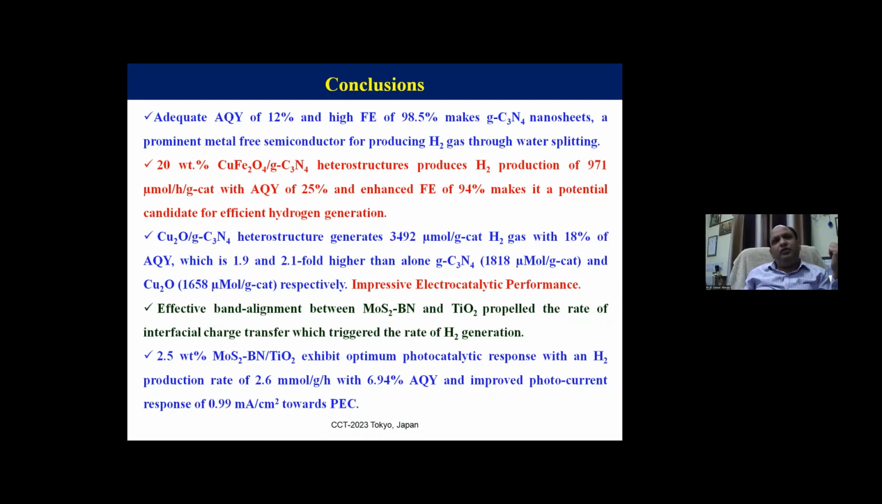And we reported the first report of the binary heterostructures of copper oxide over graphitic carbon nitride, which is able to produce a high amount of hydrogen. And if you see the electrochemical measurements, we have shown very impressive electrochemical performance of these binary heterostructures. And we have been able to prepare these ternary heterostructures of MoS2, BN, and TiO2, which are very effective for photocatalytic hydrogen production as well as electrocatalytic HER reactions.